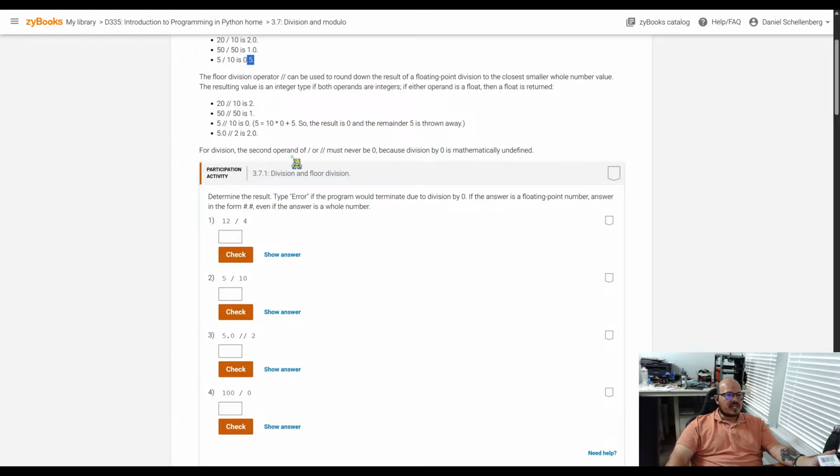For division, the second operand of the forward slash or forward slash forward slash must never be 0 because division by 0 is mathematically undefined. So it'll throw an error because it can't divide by 0, sorry.